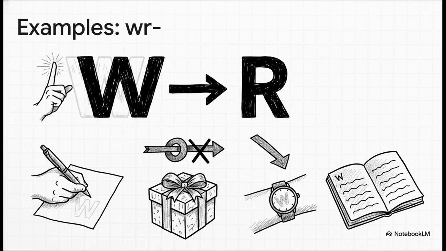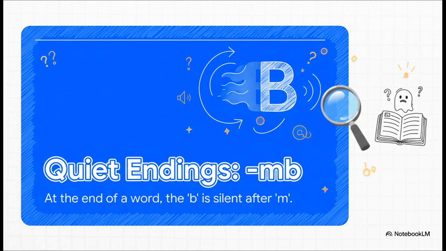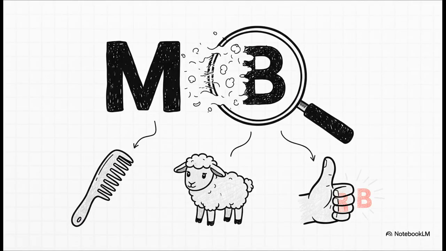Simple, right? Okay, let's switch gears. We're moving from the start of the word to the end with our quiet endings. Our first one is the MB combination. The rule, if a word ends in MB, that B goes completely silent. It's like a little whisper you just don't hear. Think about it. You use a comb for your hair, not a comba. A baby sheep is a lamb, not a lamba. Thumb, climb, bomb.